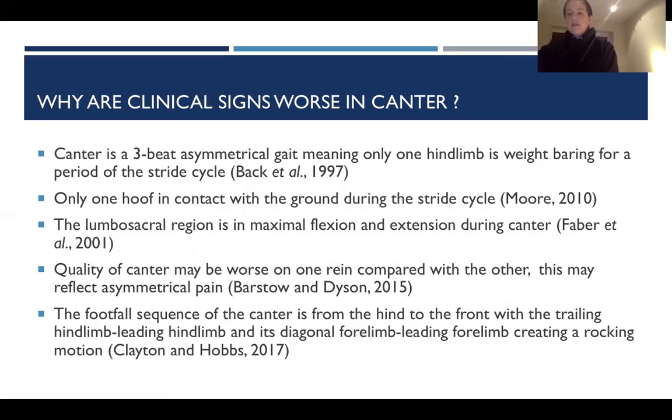There is also maximal flexion and extension motion in the lumbosacral region in canter compared with walk and trot, which may aggravate pain. There's also a rocking motion during canter and a demand for more hind limb impulsion, which puts excessive strain on the sacroiliac joint.